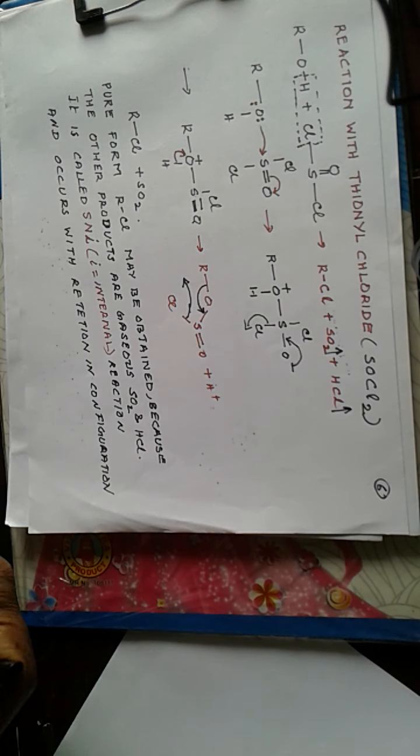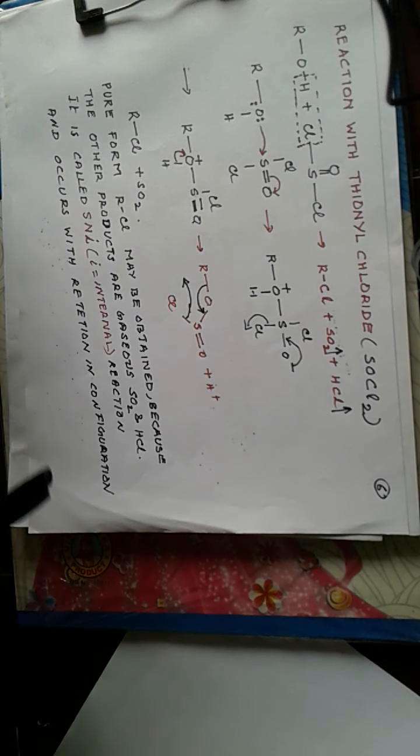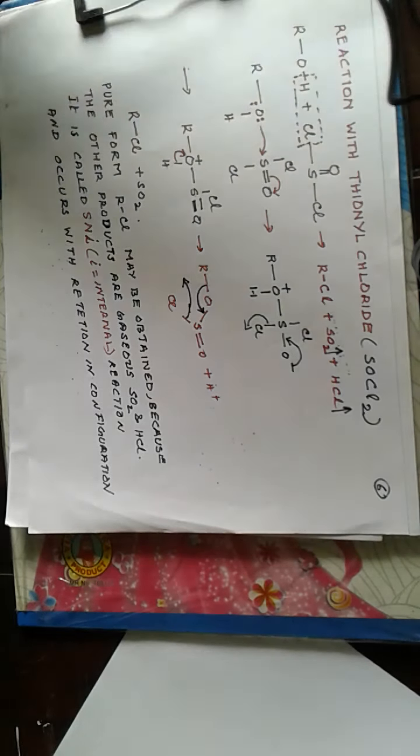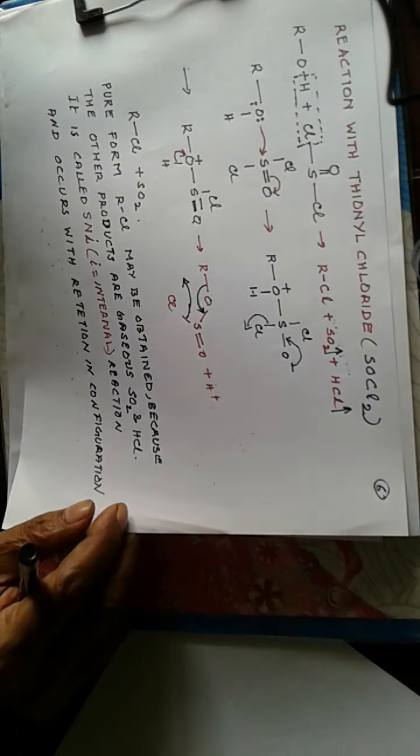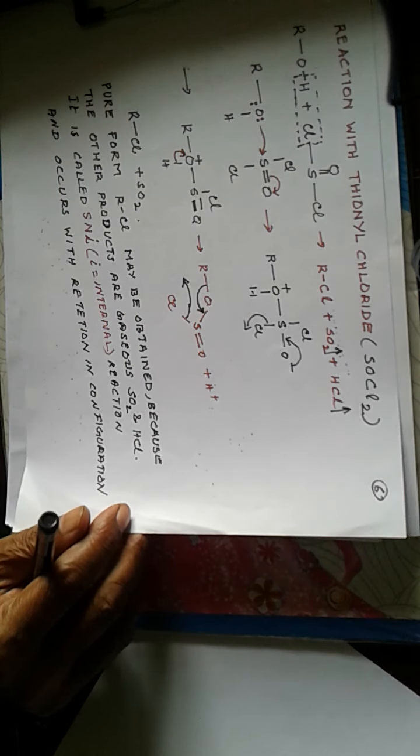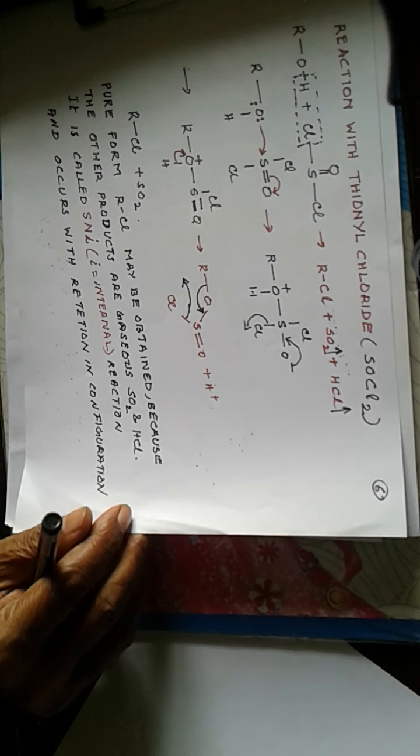So this mechanism is called the SNi mechanism, and the i indicates internal mechanism. And if ROH is an optically active alcohol with a definite configuration, then that configuration is maintained in the product alkyl halide also.